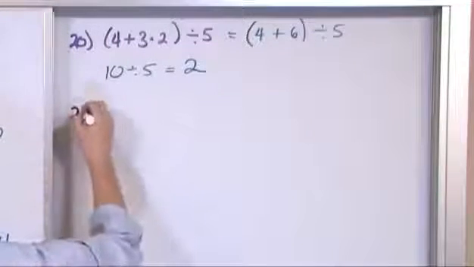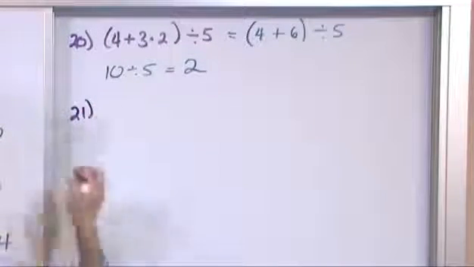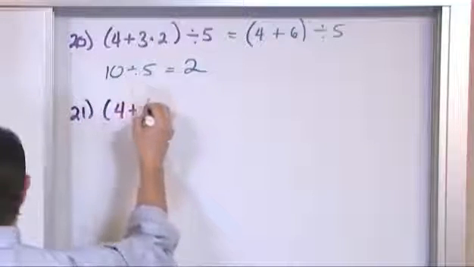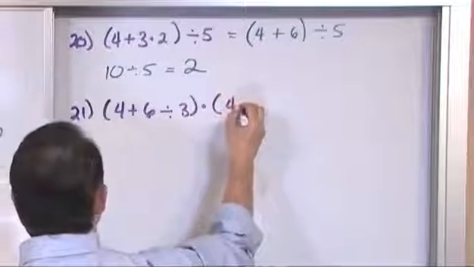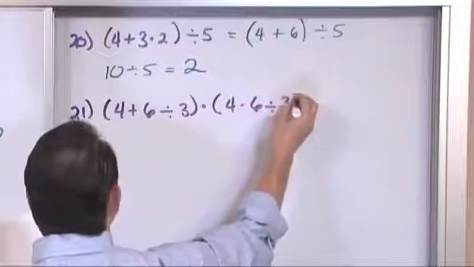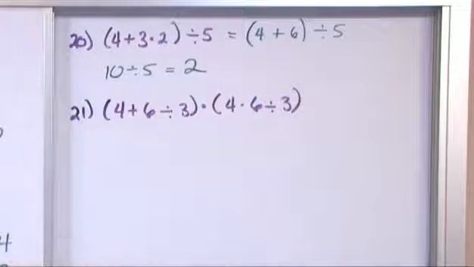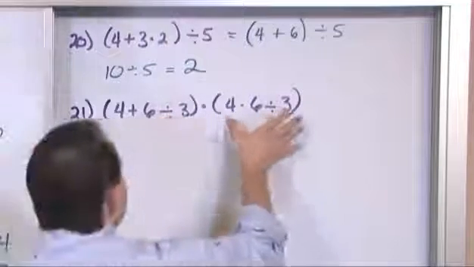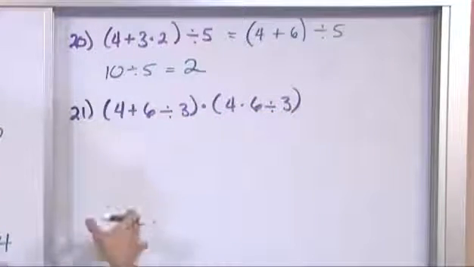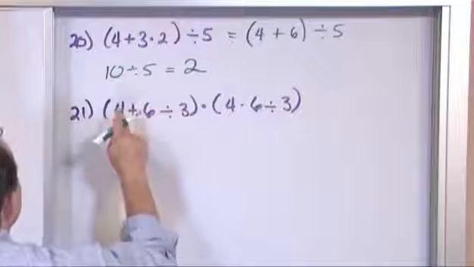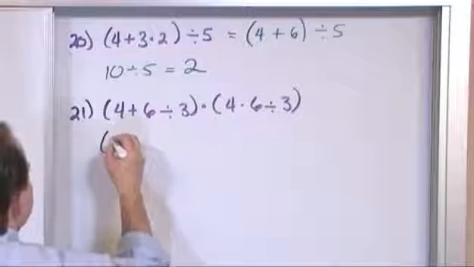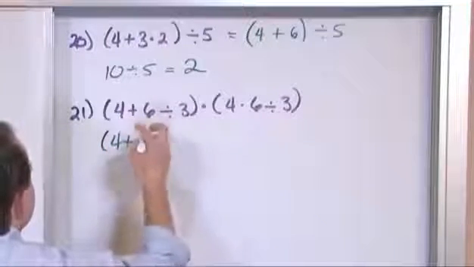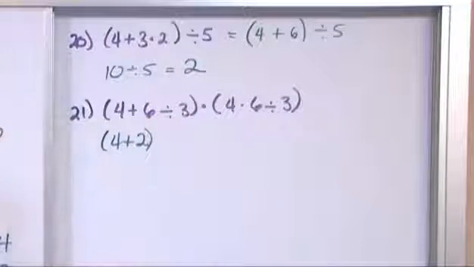Okay, 21. Let's say we had 4 plus 6 divided by 3, multiplied by 4 times 6 divided by 3. Okay, so we have two things multiplied together, and both of them are basically inside of parentheses. So we have to evaluate inside the parentheses first. But again, inside of this parentheses, I've got addition and I've got division going on. I have to do the division first. So what I'll have is 4 plus 6 divided by 3 is 2.